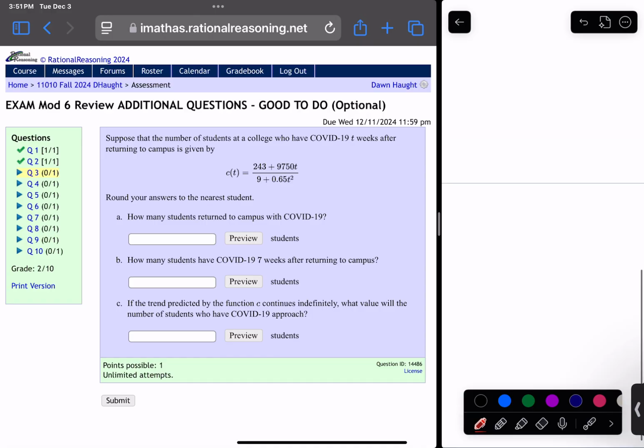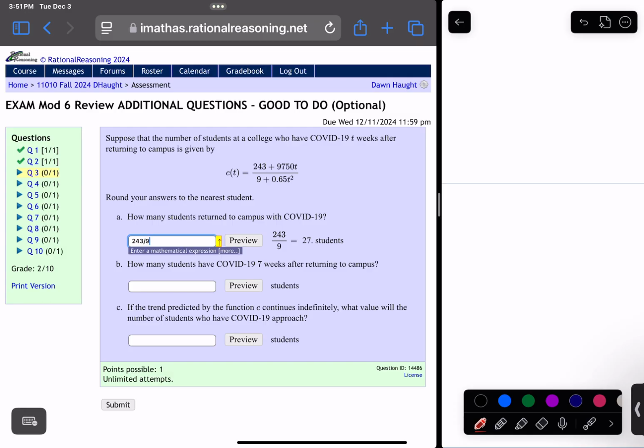Now, this one says, suppose that the number of students at a college who have COVID-19 t weeks after returning to campus is given by that function. We're going to round our answer to the nearest student, so the nearest whole number again. How many students return to campus with COVID-19? At time 0, that's what they're looking for here. So 243 divided by 9 is an exact 27 students. How many have COVID-19 after 7 weeks? We're just going to plug in 7, look at what it says, and then round to the nearest value.